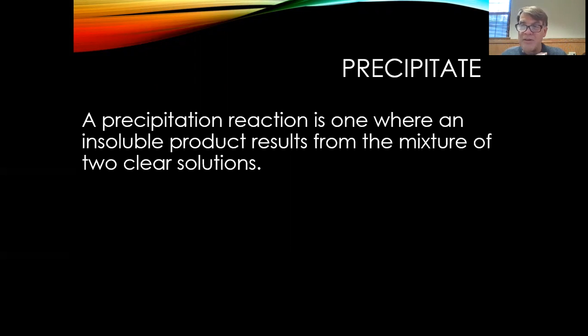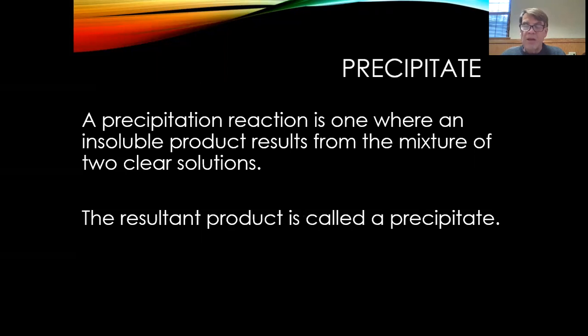And you realize, of course, that there must have been things present in the two solutions that you couldn't see, and that when you mix them together, they become visible. It's like magic. Maybe it is magic, or it could be chemistry. And so the precipitate is what comes out of solution when you mix those two together. The resultant product is called a precipitate.